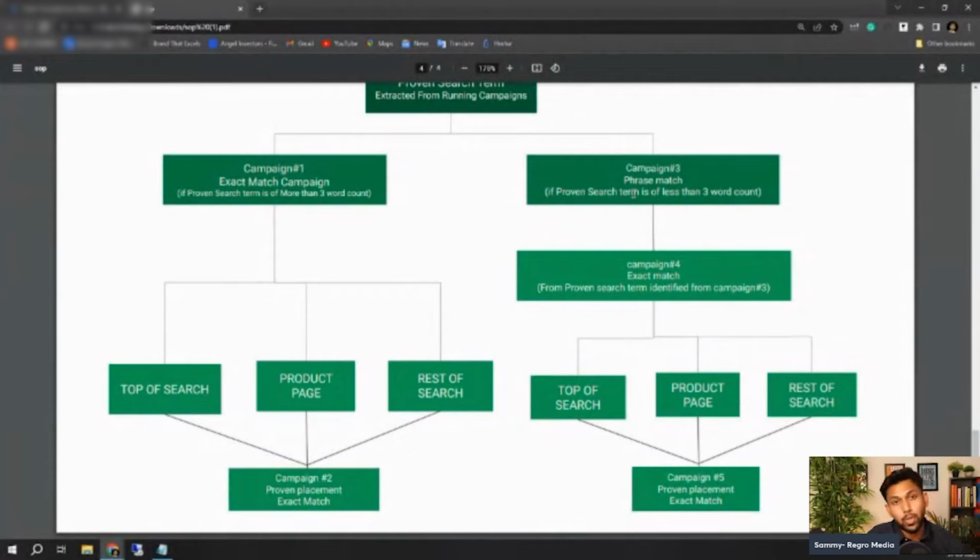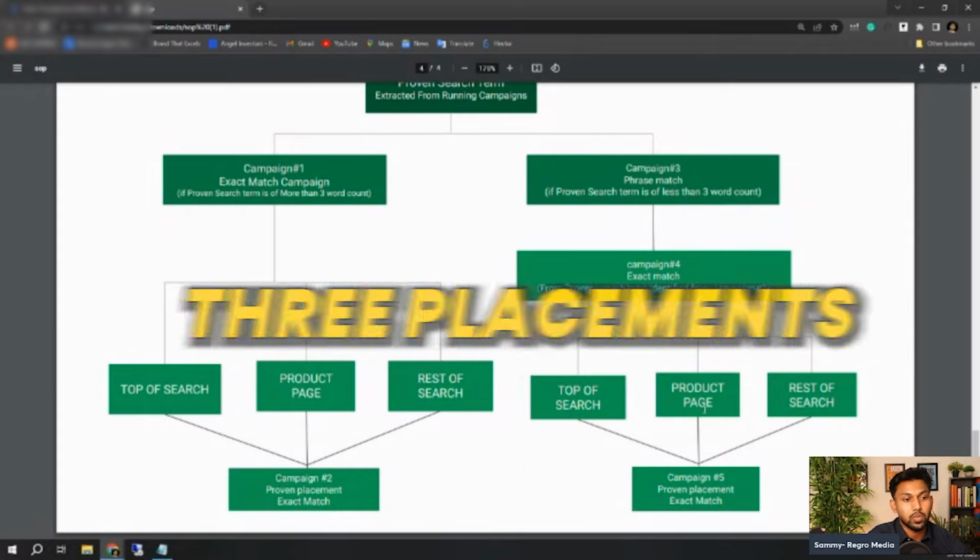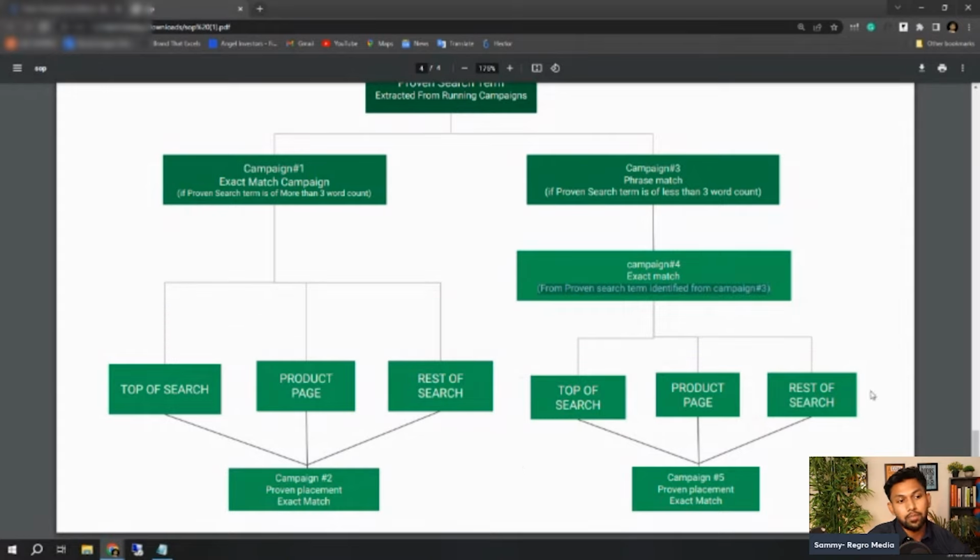The search term that we identify is giving good orders. We identify that search term and create an exact match campaign. Now, our ultimate goal should be to run as much exact match long tail keyword as possible to get less ACOS. So here again, we have created this exact match campaign, and when we create an exact match campaign, again, it has 3 placements, right? So we have to again find the top performing placement and create a separate campaign for that placement.